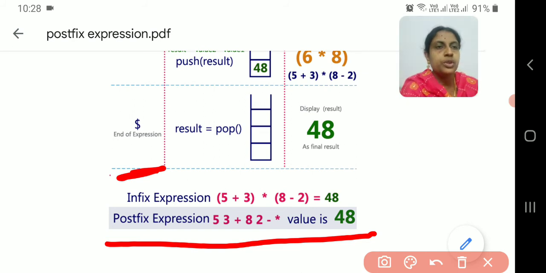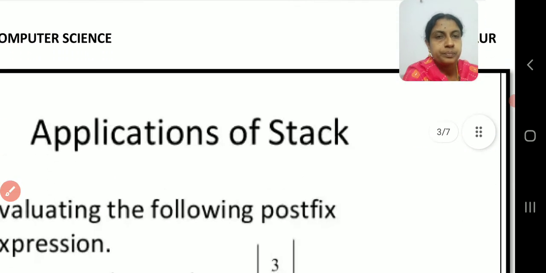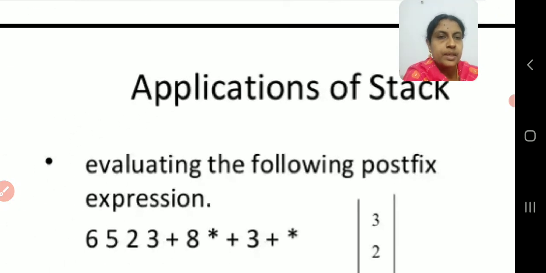The answer, once again, you push it to the stack. Got an idea? This is how we will do. We will try out one more example so that you will have a better understanding.